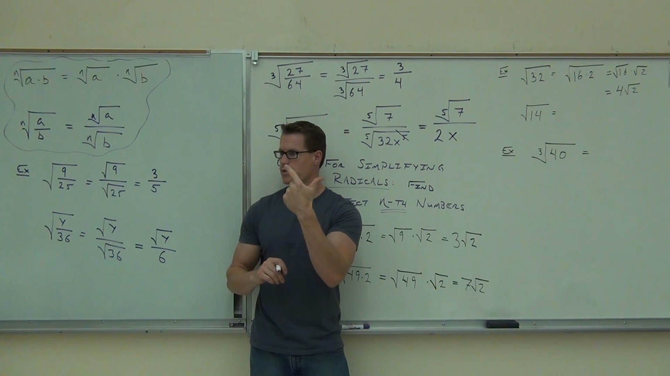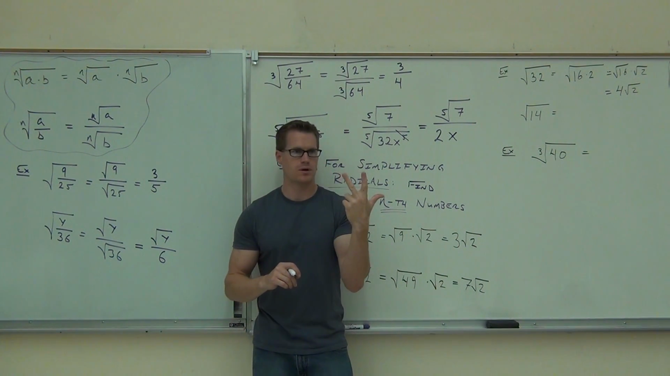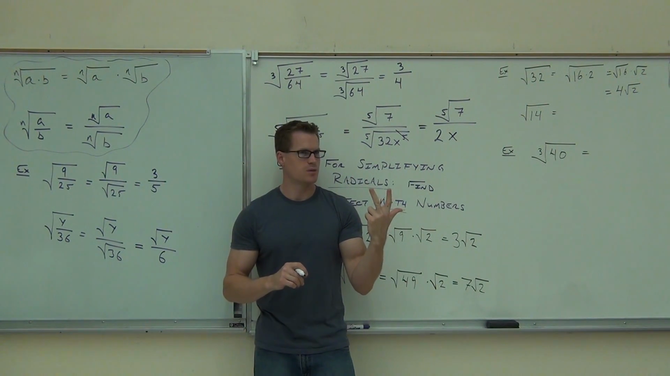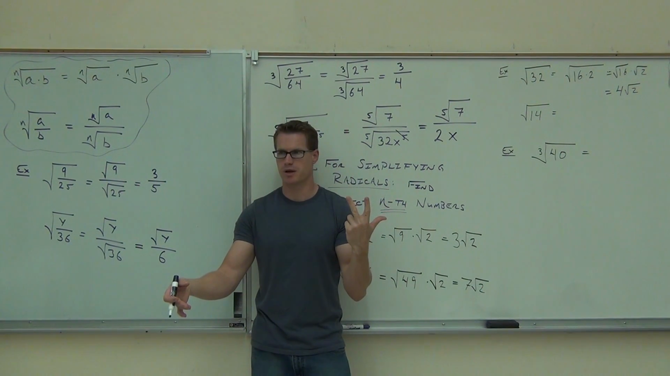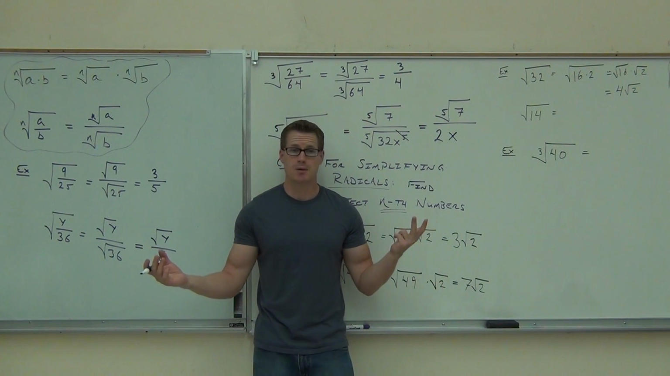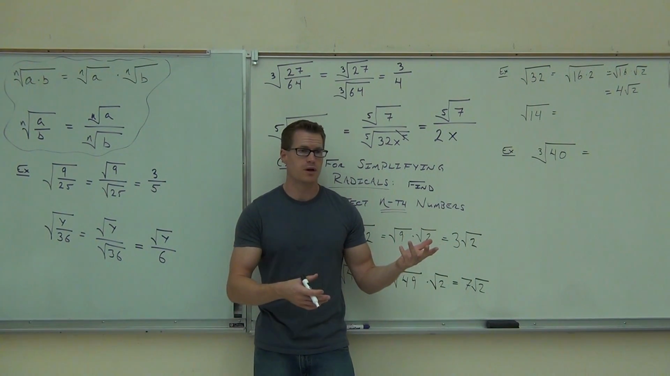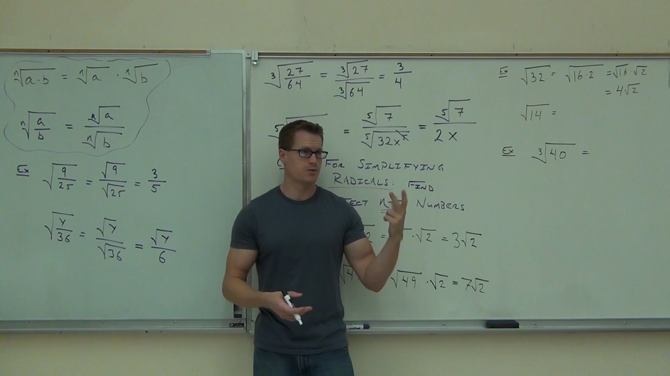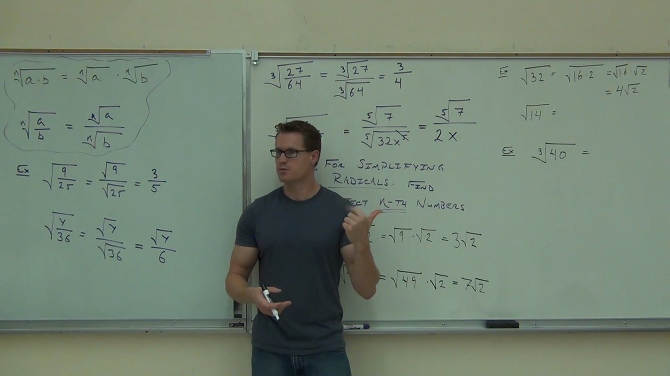64, sure. 4 times 4 times 4 gives you 64. Are you seeing how I'm getting those numbers? I'm taking sequential integers and multiplying them by themselves 3 times. Those are the only numbers you're going to be able to take a perfect cube root of. So 2 times 2 times 2 is 8. 3 times 3 times 3 is 27. 4 times 4 times 4 is 64. 5 times 5 times 5 is 125.